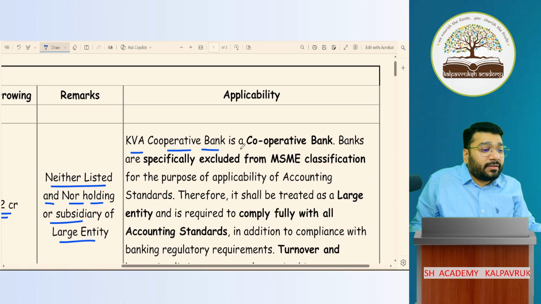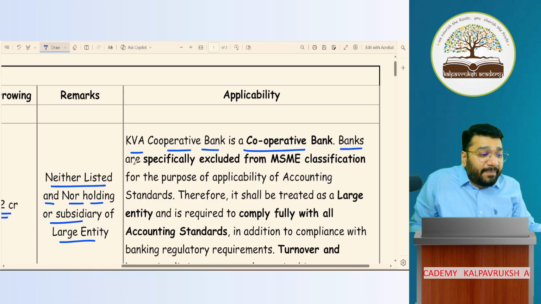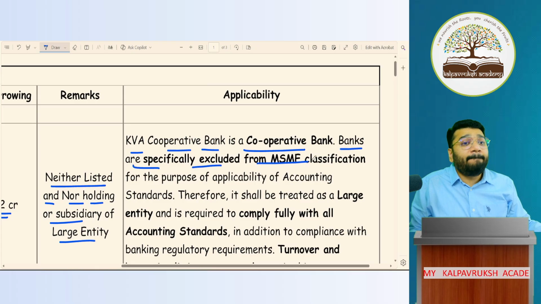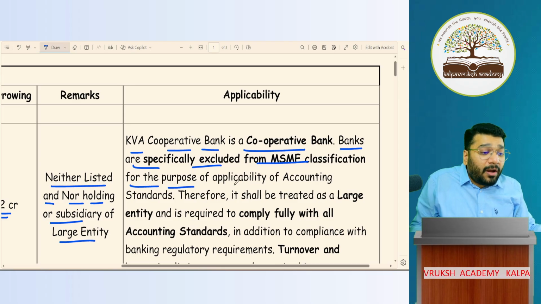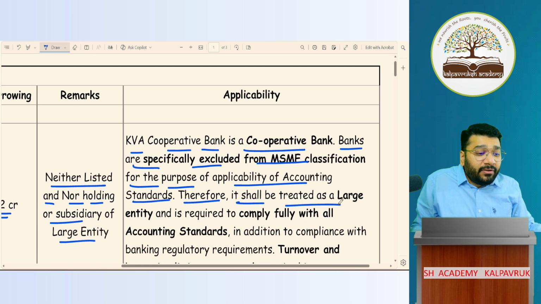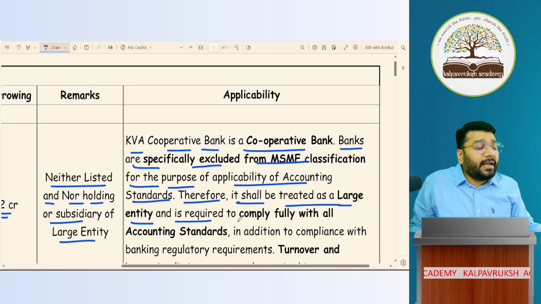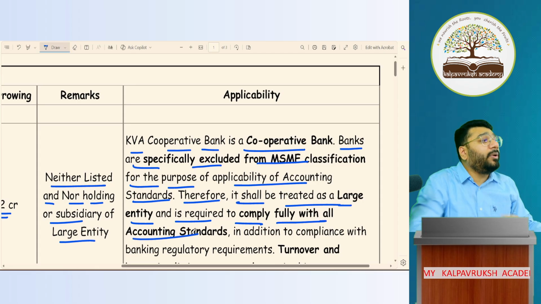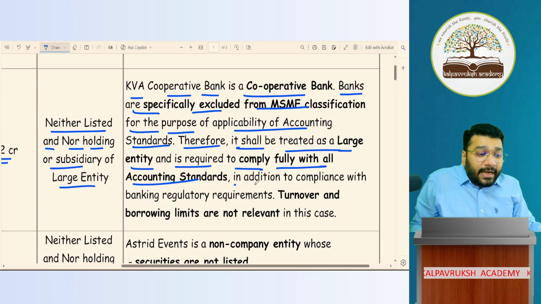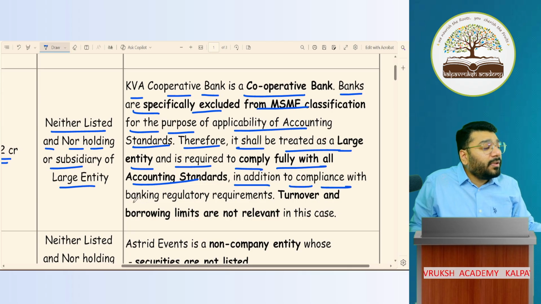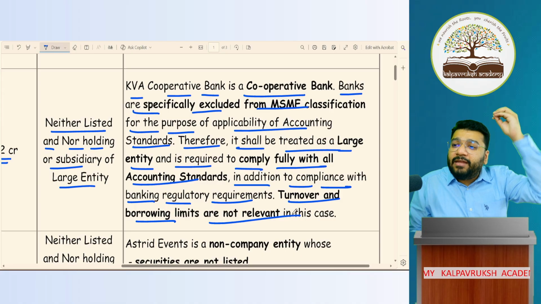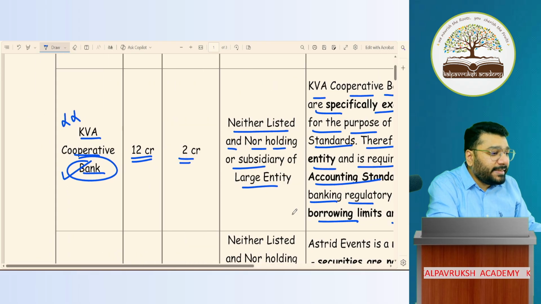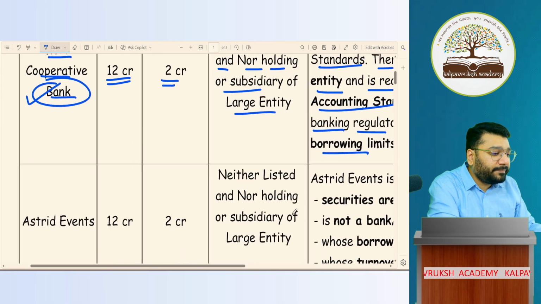KVA Cooperative Bank is a cooperative bank. Banks are specifically excluded from MSME classification for the purpose of applicability of AS. Therefore, it shall be treated as a large entity and is required to comply with full AS, with all accounting standards. No exemptions. In addition to that, they have to comply with the banking regulatory requirements. Turnover and borrowing limits are not relevant in this case, because the moment you see a bank, by default they are large entities. Okay, not okay.